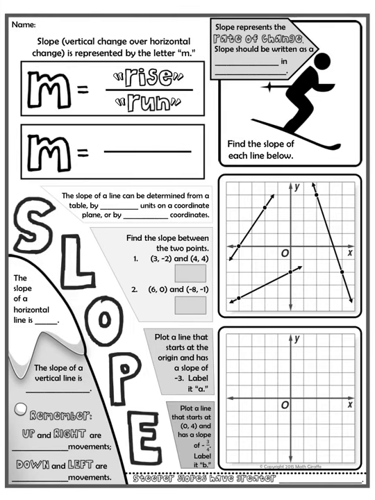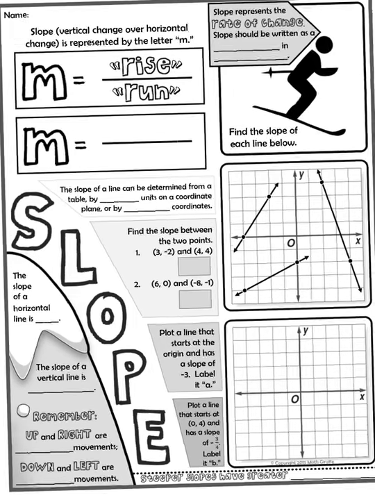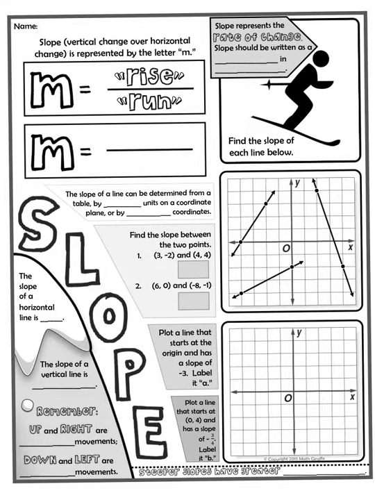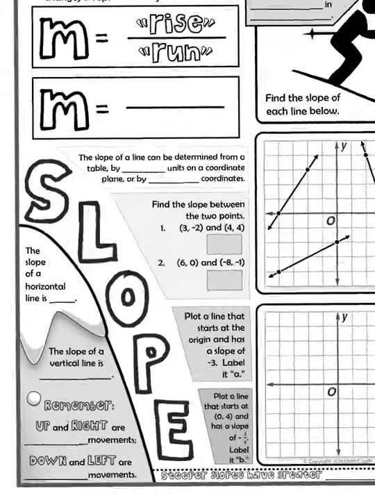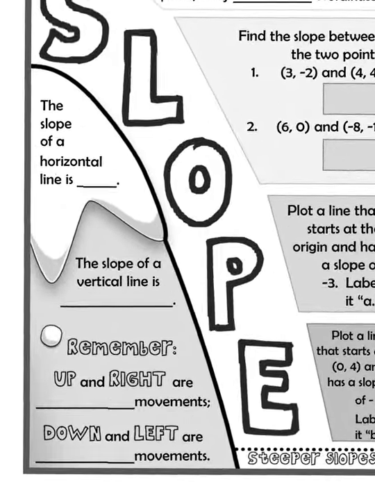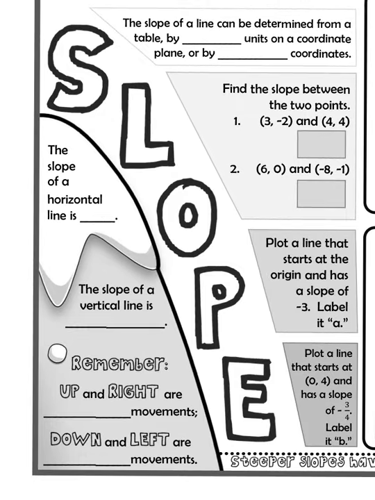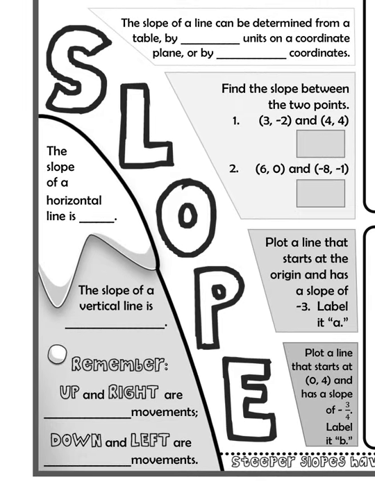Hello, today we are going to talk about types of slope, and so we actually are not going to fill out most of this. We're just going to be looking at the different types. And so we've already talked about how slope relates to mountains and skiing slopes, and so that's why we're going to look at this little mountain over here. And the slope of a horizontal line is 0.